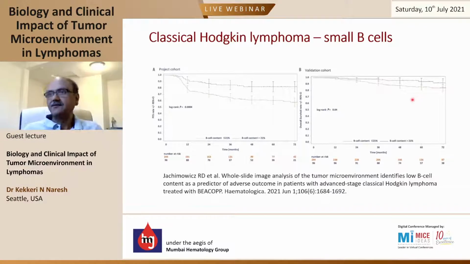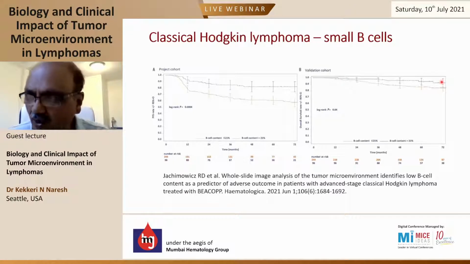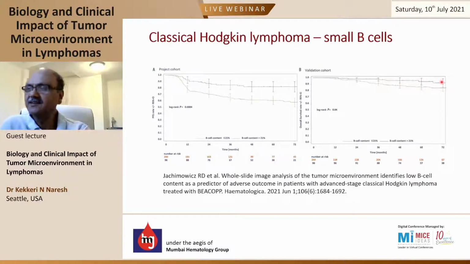More recently, this year, we have had a publication from the German Hodgkin lymphoma study group, where they did whole slide imaging and quantitated different cellular elements within the microenvironment. Those cases who had a lower number of normal B cells did worse than those cases which had a high number of normal B cells. So the question comes here: what are these normal B cells doing in the Hodgkin lymphoma microenvironment? I don't think we understand this well at the moment.